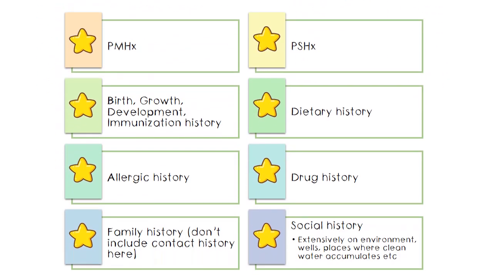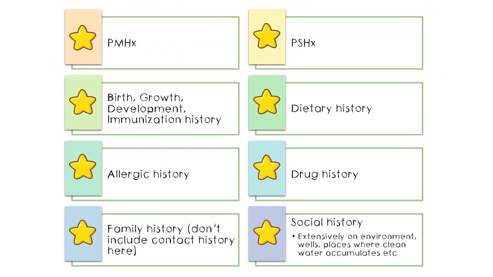Finish off the other components of the history, such as the past medical history, past surgical history, birth, growth, development, immunization, dietary, allergic, drug, and family history. Since this is an acute event, these components won't be that relevant, so mention only briefly. You can elaborate on the social history, as a lot of conditions associated with hygiene and environmental cleanliness can cause acute fever.